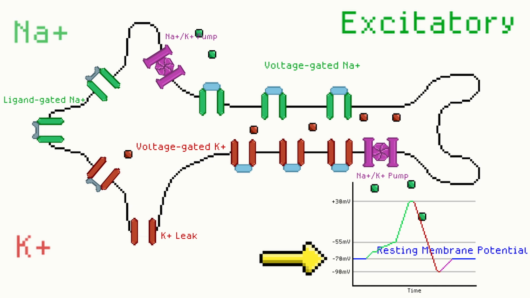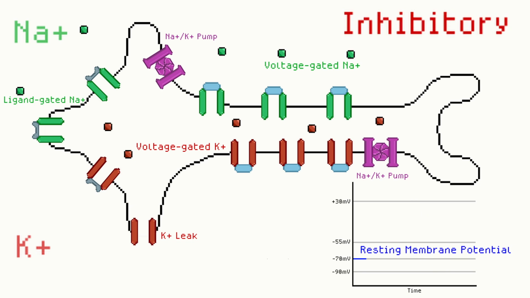Okay, we've talked about how the neuron fires an action potential. Let's briefly talk about inhibitory mode. This is going to be very quick because there's a lot less to it. So let's reset our neuron back to its default state or resting membrane potential. Now let's say our neuron receives a different neurotransmitter. Instead of glutamate, we get GABA, which is an inhibitory neurotransmitter.